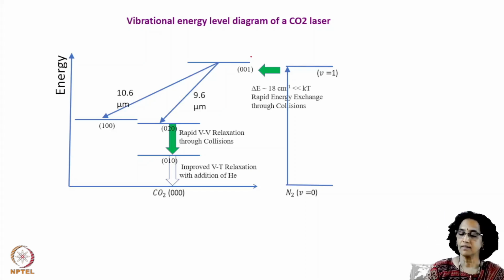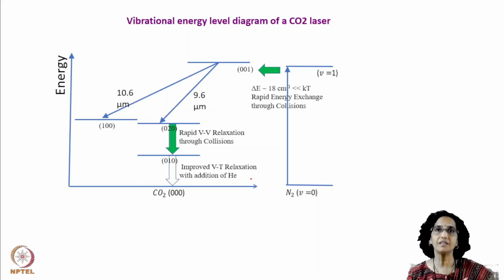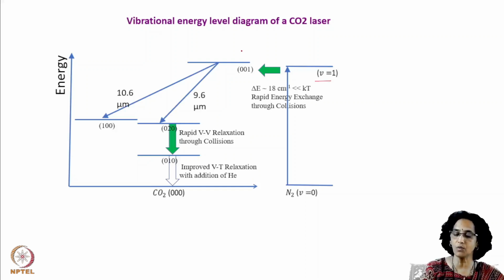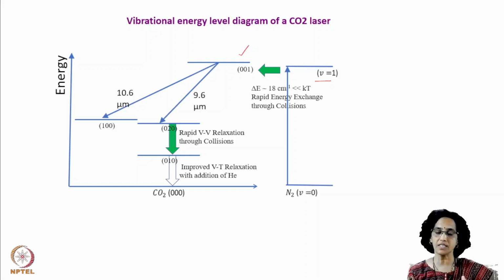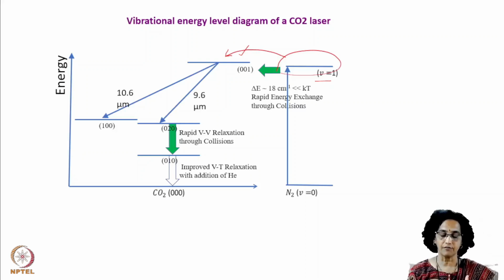We saw that the selective excitation may not be possible with a large efficiency when pure CO2 laser gas mixture is used. However, this can be overcome by adding nitrogen to the lasing gas mixture. Nitrogen with its V equal to 1 being very close to the upper laser level of the CO2 molecule efficiently transfers its vibrational energy to CO2 molecule and therefore enables very selective excitation.